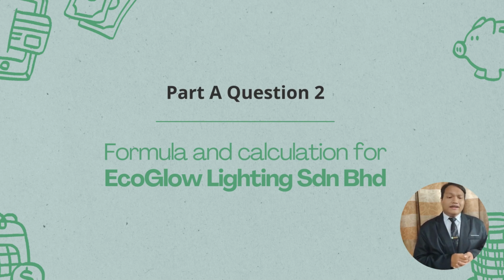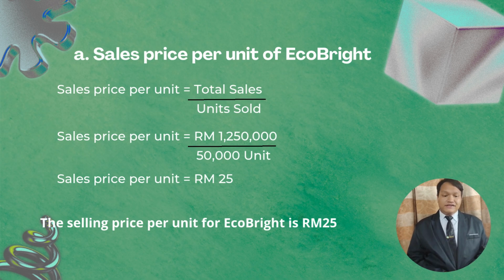Now, let's look at the key CVP formula and calculation for EcoGlow Lighting Sdn Bhd in 2024. To get the selling price, we calculate total sales 1,250,000 ringgit divided by the units sold, 50,000 units. From that, we get the selling price per unit for EcoBright. It is 25 ringgit per unit.